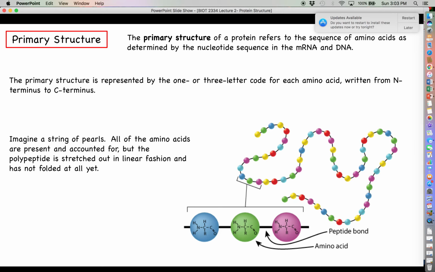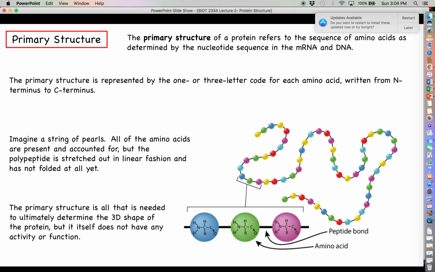All the amino acids here are obviously present and accounted for, but the polypeptide is stretched out like this, and it's not going to have any function because it has not folded at all yet. And as we said on the previous slide, a protein has to be folded if it's going to have any function, regardless of what kind of protein we're dealing with here, whether it's an enzyme, or some type of transporter protein, or maybe a transcription factor. Whatever its job is in the cell, it's not going to be able to do that job at all if it looks like this. It has to be able to fold into a particular three-dimensional shape. But the interesting thing is, the primary structure is all the information that is needed to ultimately determine the three-dimensional shape of the protein. But, like I said, it does not actually itself have any activity or function.